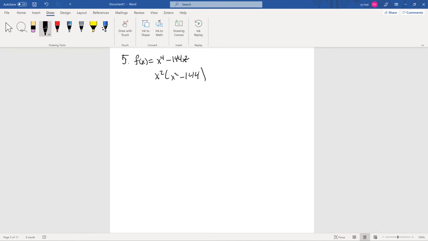All right, and then the next thing I could do is that I could see that this is a perfect square, or difference of perfect squares. So I can actually factor this using the method of difference of perfect squares. So I get x squared, parentheses, x plus 12, x minus 12.